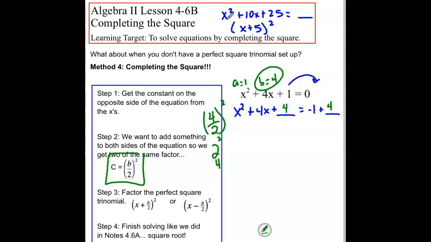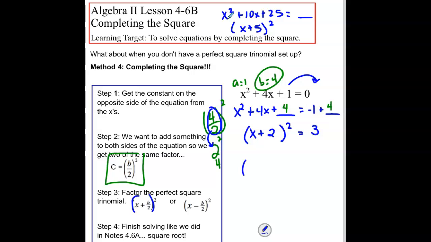Now the left side has turned into a perfect square trinomial. So we are going to be able to factor it down into two identical factors. On the right side, we take -1 plus the 4, and we get a 3. Now to find those factors, you are always going to have a factor of x plus or minus that b divided by 2 piece. And when we took b and divided it by 2, we got a 2. So that's what it's going to factor down into, x plus 2 quantity squared.